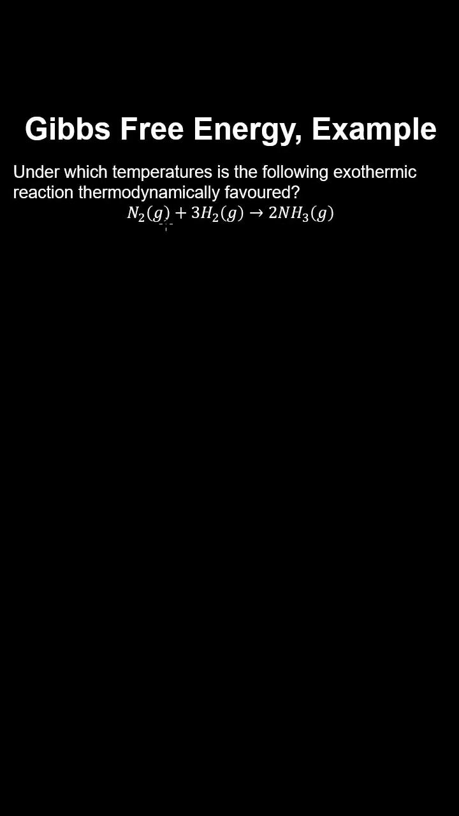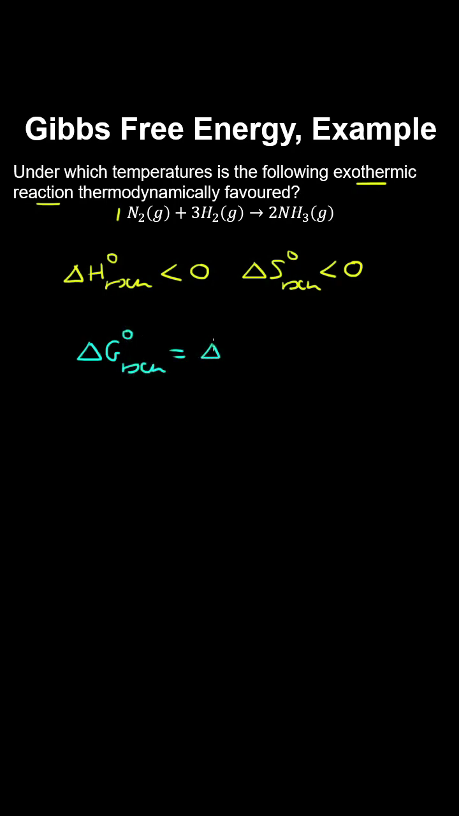Under which temperatures is the following exothermic reaction thermodynamically favored? Well, given that the reaction is exothermic, the standard enthalpy of the reaction is less than 0. And given that we have 4 moles of gas on the left hand side and 2 moles on the right, then the standard change in entropy of the reaction is less than 0. So using the expression for the standard Gibbs free energy change of the reaction, we have the enthalpy of the reaction minus the temperature by the standard change in entropy.